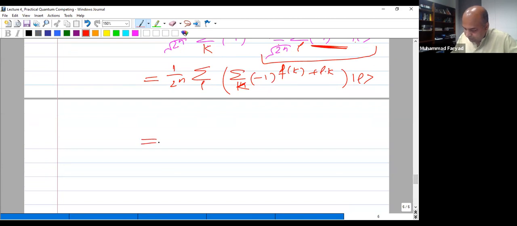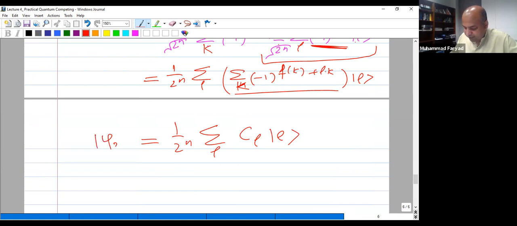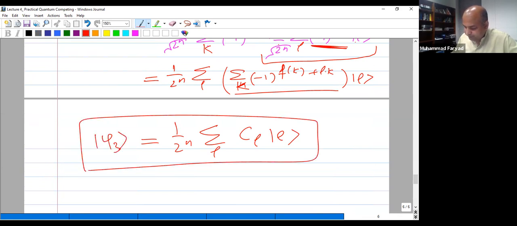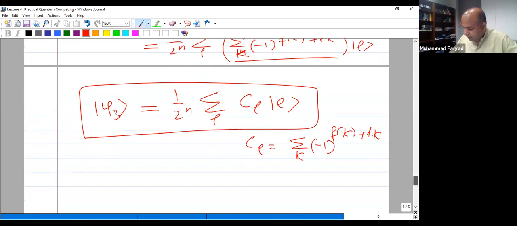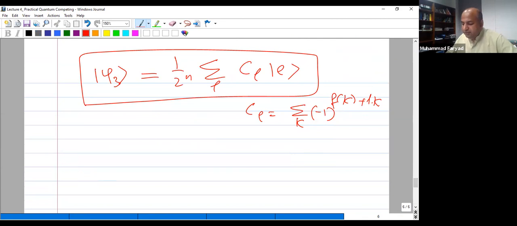All right, so let me write it like this: 1 over 2^n sum over l. Let's call all of this number c_l, which is the coefficient of state l. So this is my psi3, where c_l is the sum over k of (-1) to the power f(k) plus k·l, into state l. Now let's work out one thing. What are the probabilities of different things?